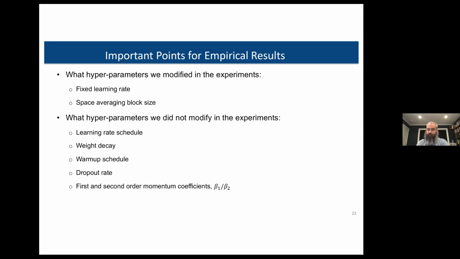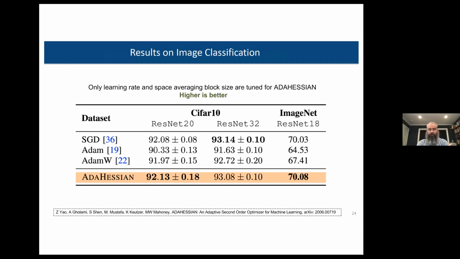All right, so I want to show you some results on image classification from computer vision, natural language processing, and recommendation systems. In each case, we're going to compare to the best first order method, but the best first order method is different between the 3. And in each case, we're going to compare to AdaHessian with just those 2 parameters that we fiddled with. So here we're going to look at image classification, CIFAR and ImageNet, ResNet 20, 32 and 18. Here we're going to compare against SGD and, let's say, Adam and AdamW.